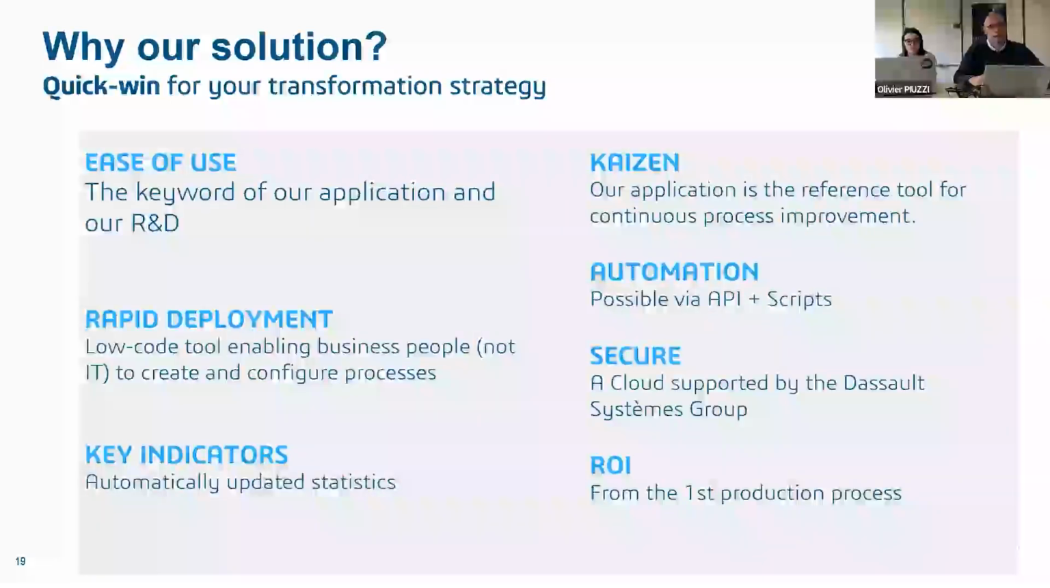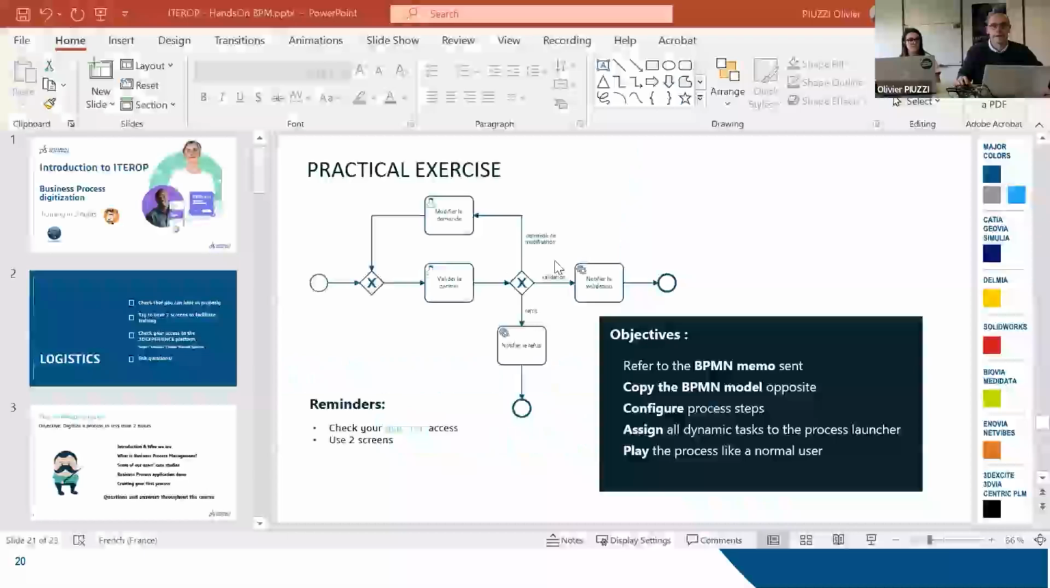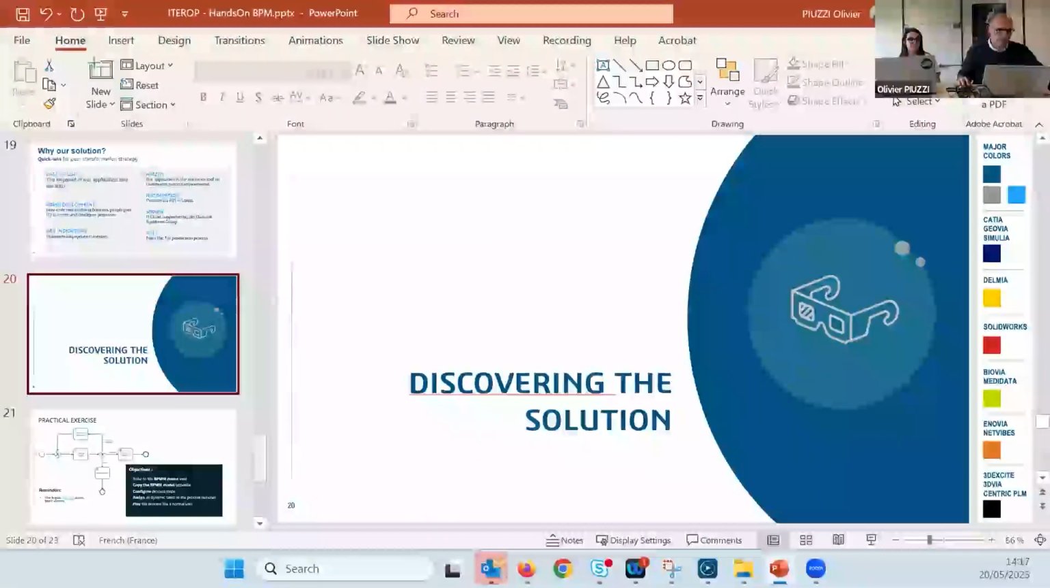So as I said, it's a Kaizen tool with automation possible and secured, because it's in the cloud from Dassault Systèmes. So it's secured. And the ROI is really appreciated by all the customers we have, that from the first process in production, they get very good ROI. Well, that's it. If there are no questions, I think we can move to the solution in itself. We're going to do that right now.